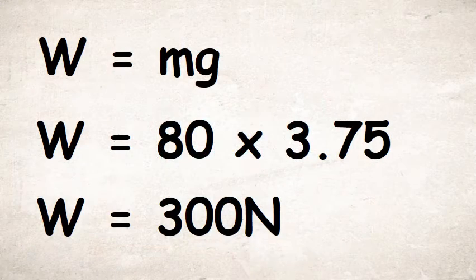Okay, so work that out now. W equals mg, once again, 80 times, in this case, 3.75. And that gives us a weight of 300 newtons.